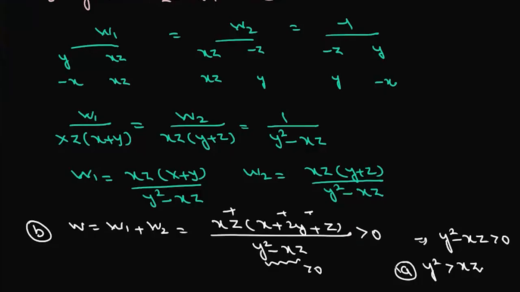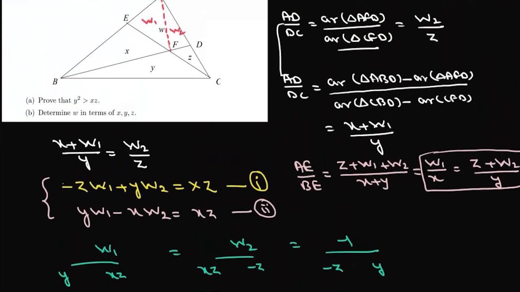So we have solved both the parts. The first part is Y square is greater than XZ, and the second part is to determine W in terms of X, Y and Z.